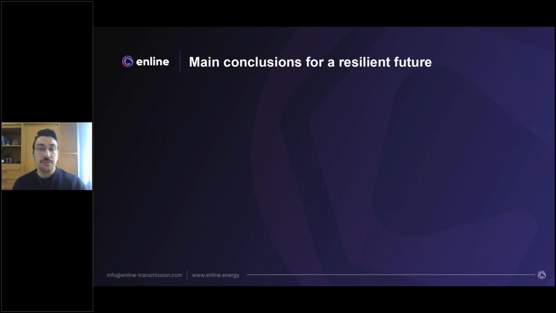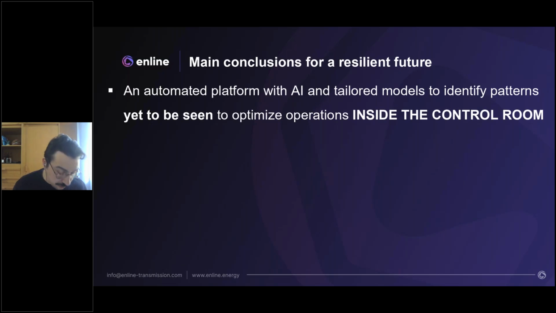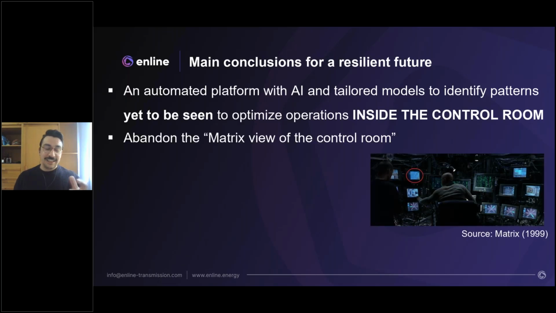And for the main conclusions, what we seek to develop in the upcoming years, or even, in more optimistic situations, in the upcoming 1 or 2 years, is to deploy an automated platform with artificial intelligence and tailored models to identify the patterns of operations across the system and put this inside the control room. And here is where I like to make a little joke.